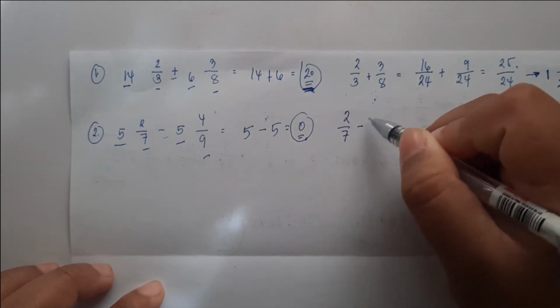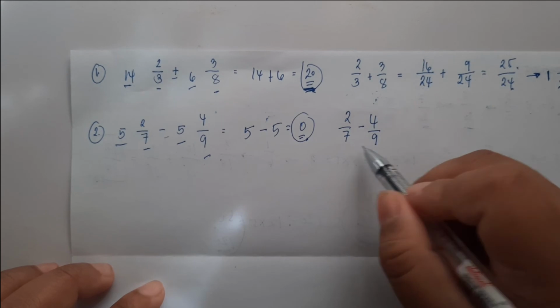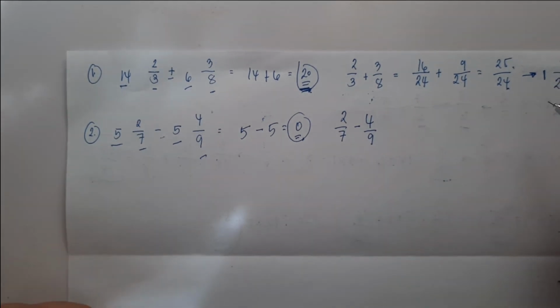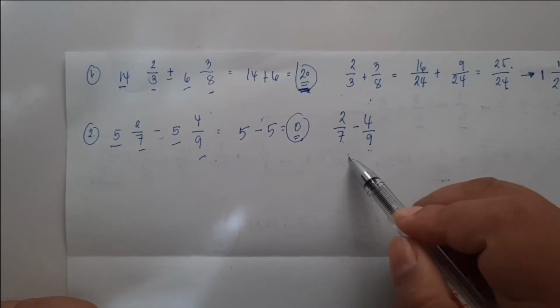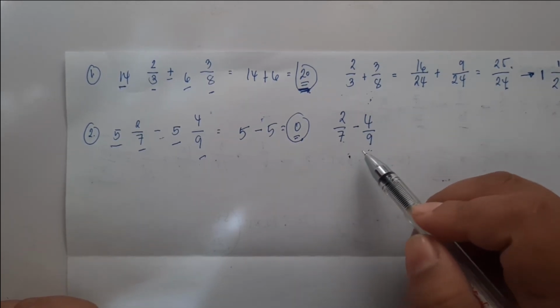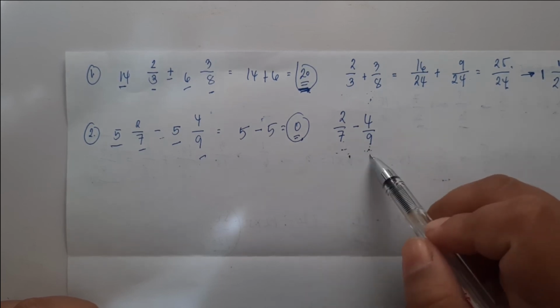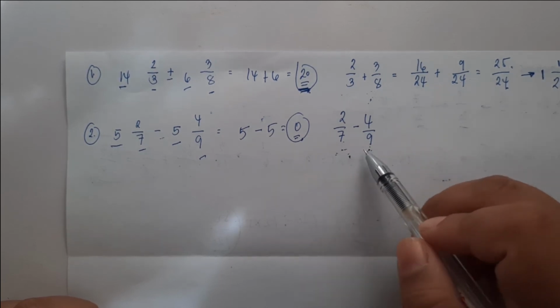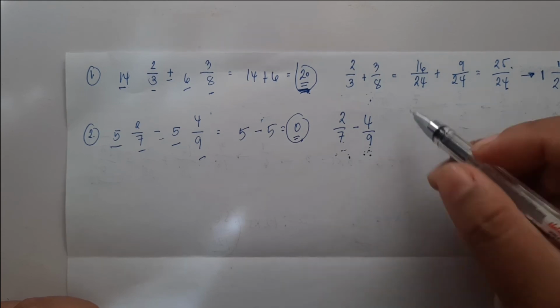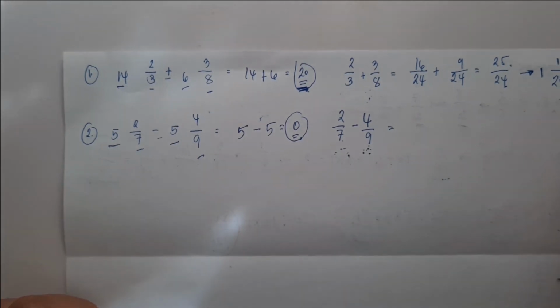2/7 minus 4/9. Can we subtract them right away? Of course not. Kay dissimilar ilahang fraction. So, we're going to check if naa ba pwedeng masimplify nila? Wala. So, we will find their LCD right away. So, what do you think is their LCD?